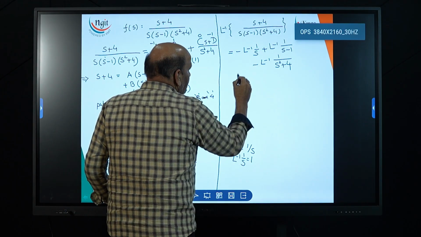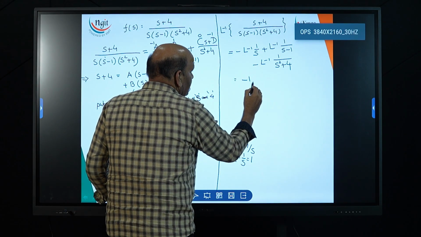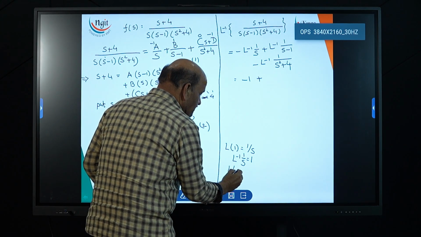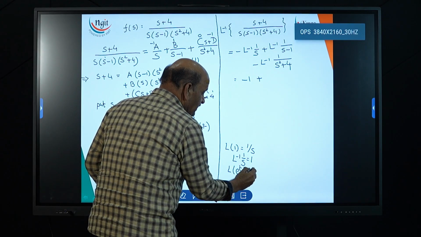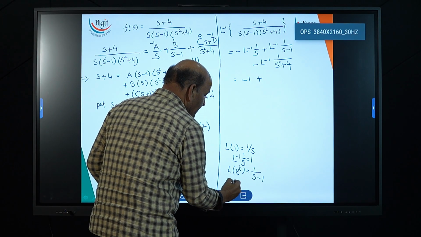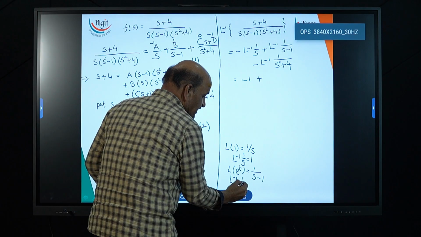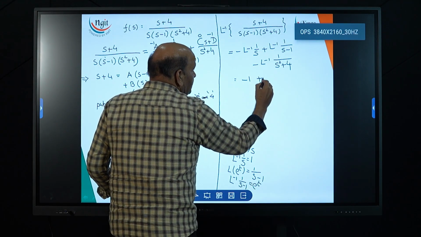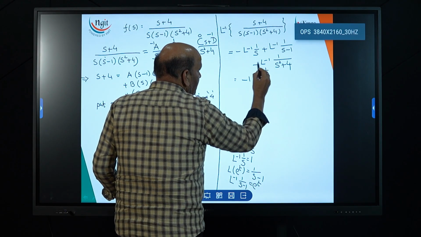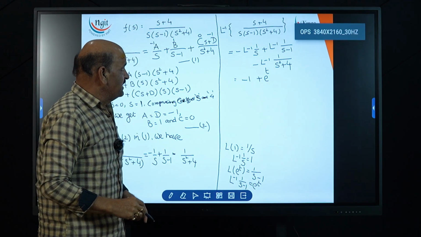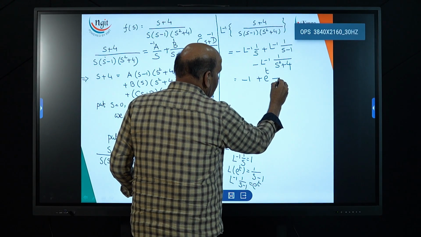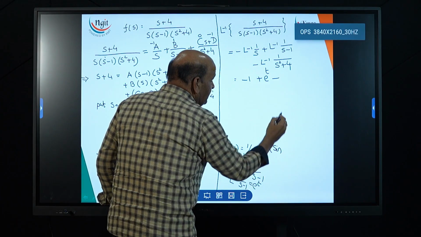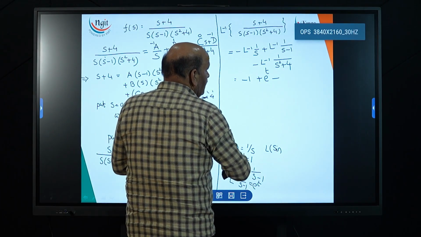So in this place, what we have to make? Minus 1. Plus, one other one: Laplace transformation of e power t equals 1 by S minus 1. Therefore, inverse Laplace transformation of 1 by S minus 1 equals e power t. So in this place, you can make it as e power t. Understanding? Next one, minus, one more point, Laplace transformation of, here in case of 4, how can you write 4?